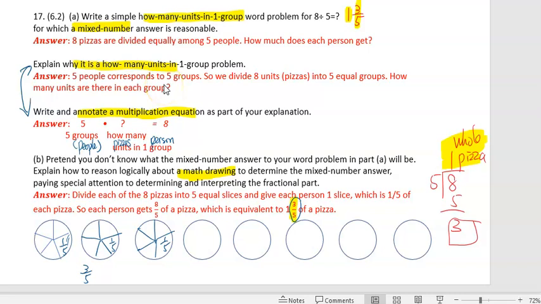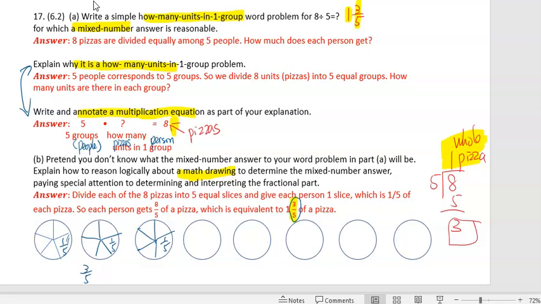And so what we can do is write down an annotated multiplication equation. Again, division problems come from multiplication. So we can write it as 5 people, the number of groups, times the question, how many pizzas for each person, equals 8 pizzas. So 8 here means 8 pizzas. So here the number of groups times number of units in one group equals the total number of units.